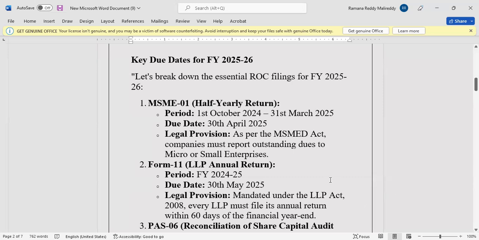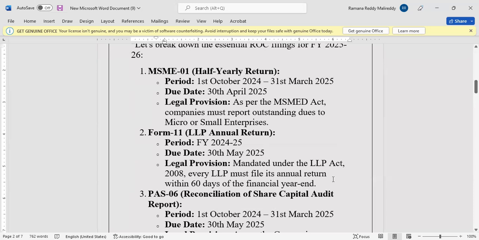Another form, Form 11, LLP annual return. Annual return for LLP, Form 11, for the period 2024-25. Due date is 30th May 2025. As per the LLP Act 2008, every LLP must file its annual return within 60 days from the financial year end. So the due date is 30th May 2025.